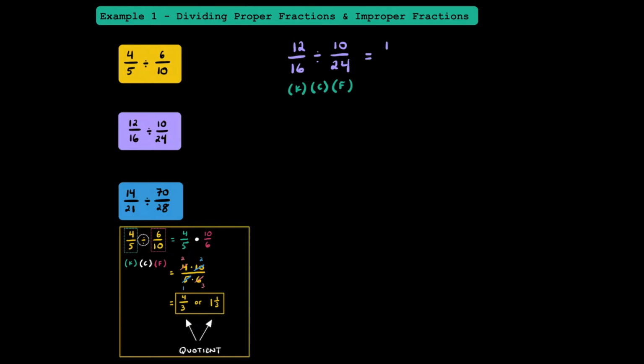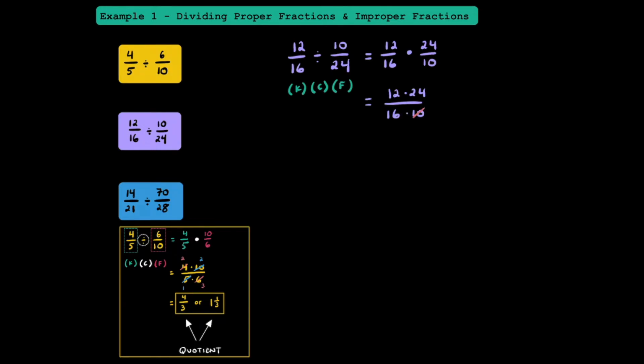Rewritten as a multiplication problem, we're going to keep the 12/16, we're going to change division to multiplication, and we're going to flip the 10 over 24 to make it 24 over 10. That's the reciprocal. As one fraction, we're going to have 12 times 24 up top, and we're going to have 16 times 10 on bottom.